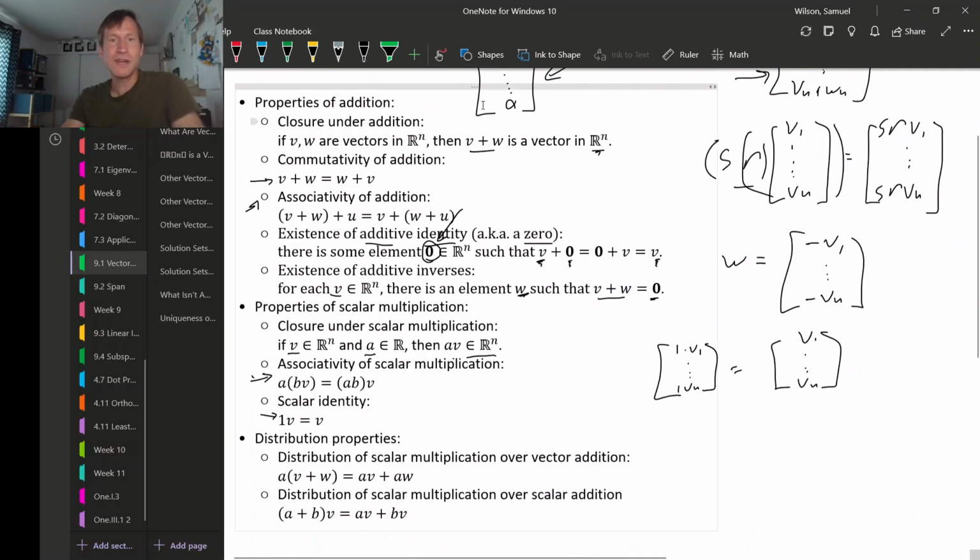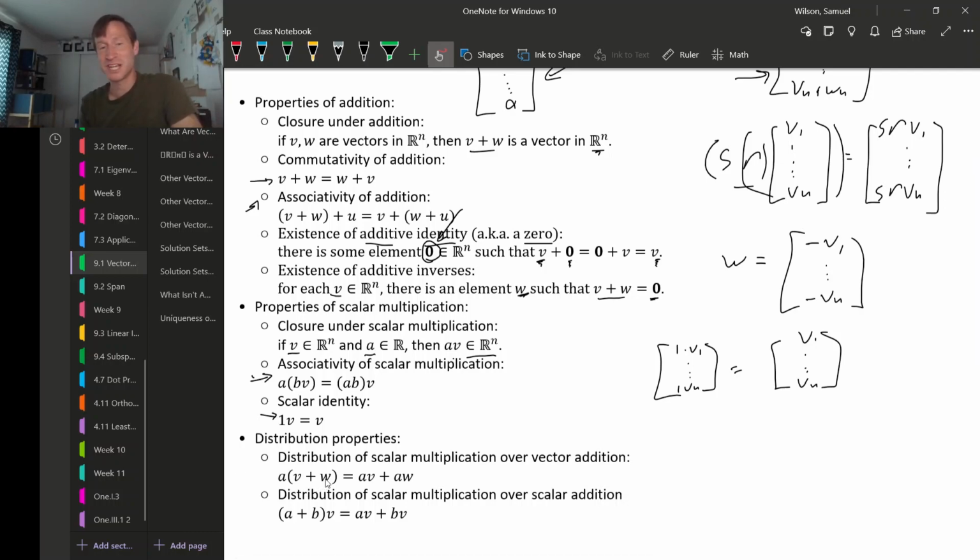Scalar multiplication also has some nice distribution properties. This is really about the interaction between scalar multiplication and vector addition. So scalar multiplication distributes over vector addition, and also scalar multiplication distributes over scalar addition. This addition right here is addition of real numbers. This addition right here is addition of vectors. So we should note explicitly that scalar multiplication distributes over both flavors of addition.